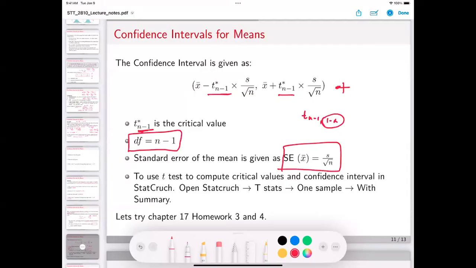Now, we are going to learn how to use the t-test. And before that, let's try to answer, open chapter 17 homework questions. We are going to do question 3 and 4. So I want you to open question 3 and 4.